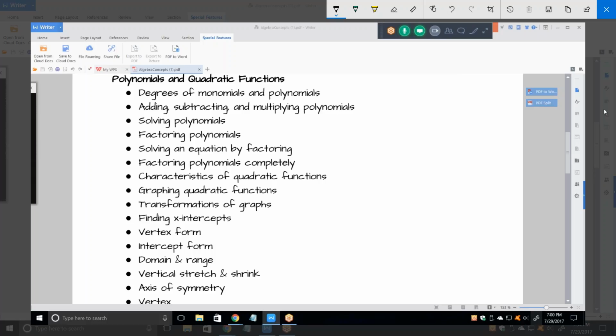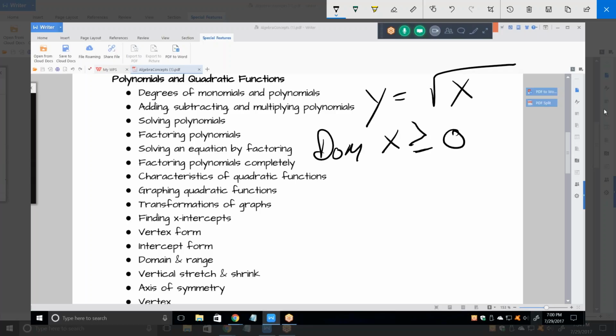Okay, let's talk more domain. This function. What's the domain? All real numbers except 0 again? It can actually be 0. You can take the square root of 0. What can you not take the square root of? Negative numbers. So here the domain is x has to be greater than or equal to 0. It cannot be negative.